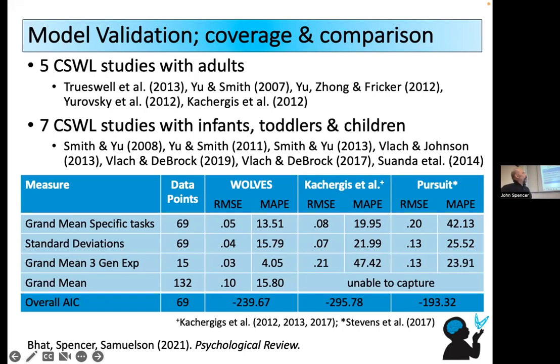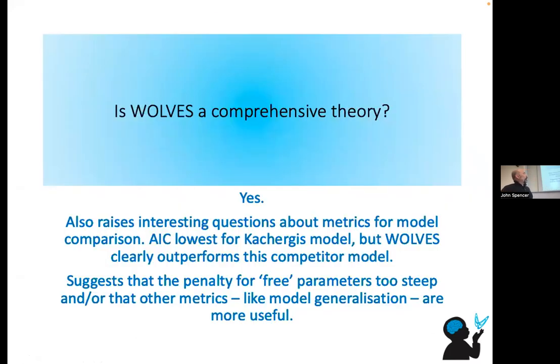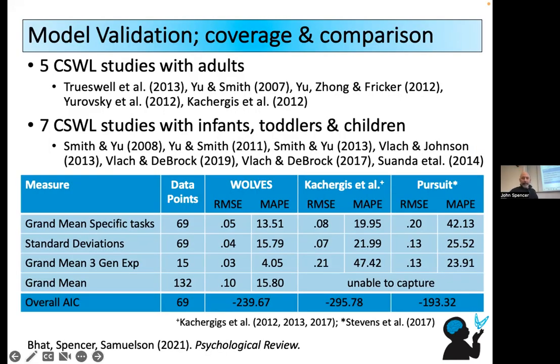And the summary of the performance is down below. So you've got WOLVES, this is the associative learning model, and this is the hypothesis testing model called Pursuit. I'm showing you the root mean squared error across fitting the data from these 12 experiments. There are 69 data points ultimately we could fit. And if you look at the root mean squared error column, you can see nice low root mean squared errors here relative to the other 2 models.